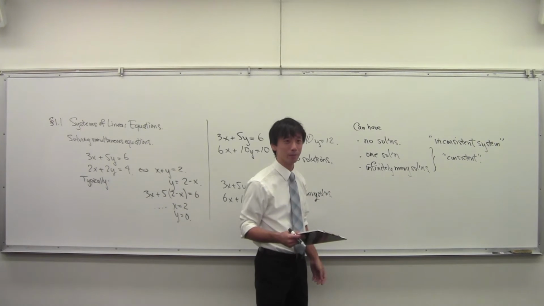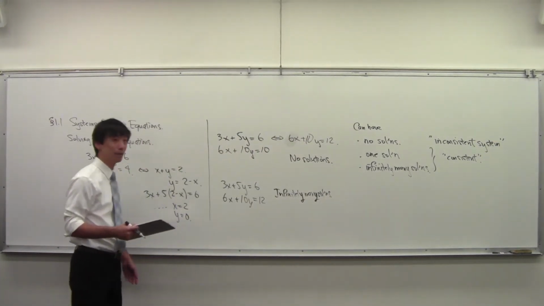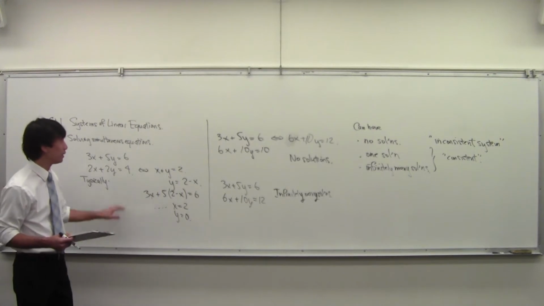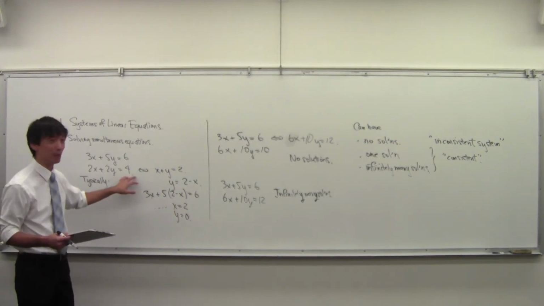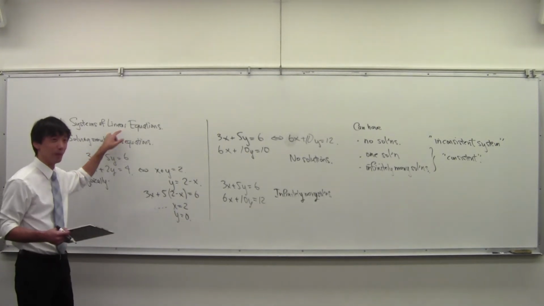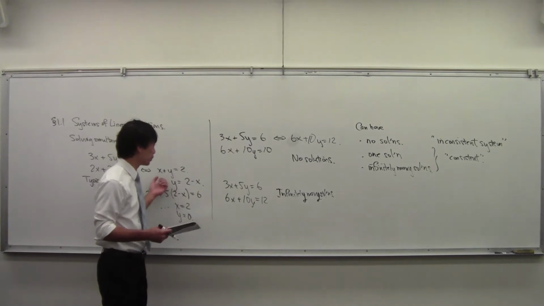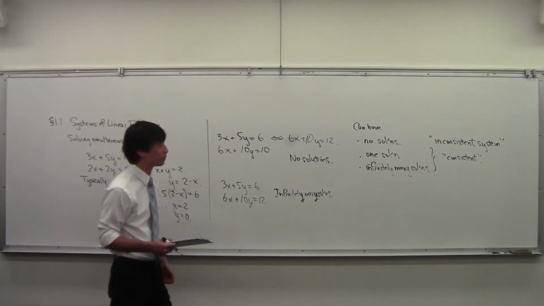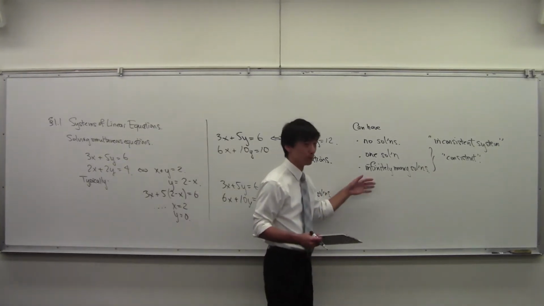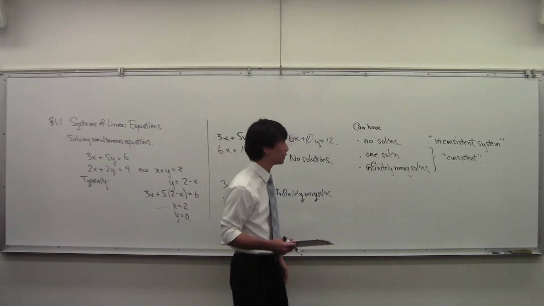Yeah, Molly. If you started to incorporate squares into your equations, can you have two solutions then? Yes, but we're only going to talk about lines. So that's part of the word linear. But you're right. If you have squares, then you could have more than one solution. You could have two solutions, some finite number of solutions.